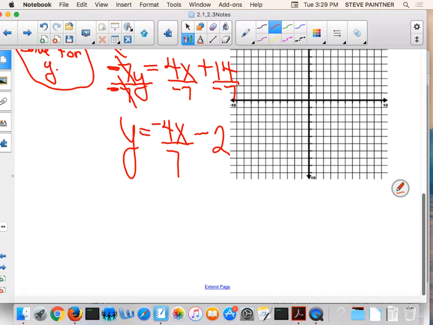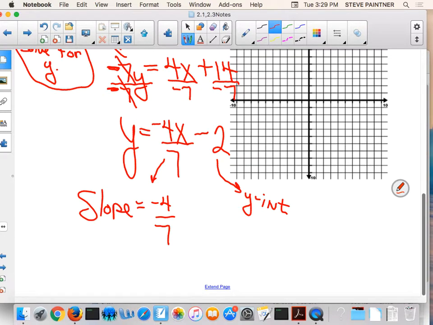Okay, with that information, you can pick out the slope. The slope would be, right here, number in front of x, negative 4 7ths. And the y-intercept is the number all by itself. That number is negative 2. Don't forget, look at the sign in front of the 2. It's 0, negative 2.